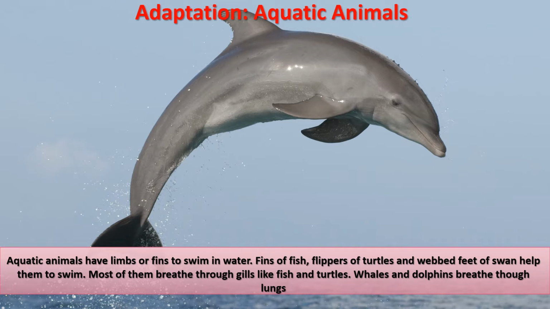Adaptations of aquatic animals. Aquatic animals have limbs or fins to swim in water. Fins of fish, flippers of turtles, and webbed feet of swan help them to swim. Most of them breathe through gills like fish and turtles. Whales and dolphins breathe through lungs.